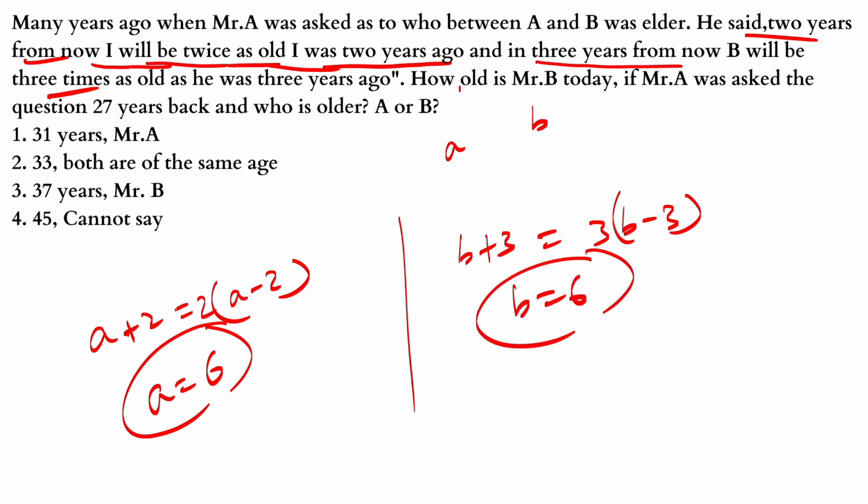Now what is the question? How old is Mr. B today if Mr. A was asked the question 27 years back? So if 27 years back this was the question, then the present age of A is 6 plus 27, and the present age of B is 6 plus 27. This will be equal to 33. So our answer is 33. Both are of the same age.